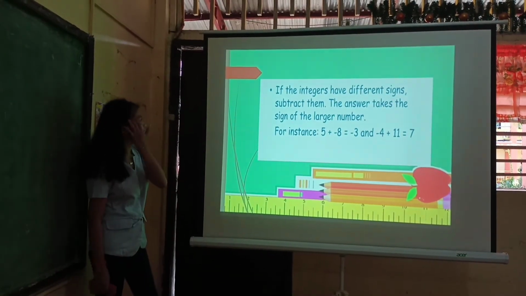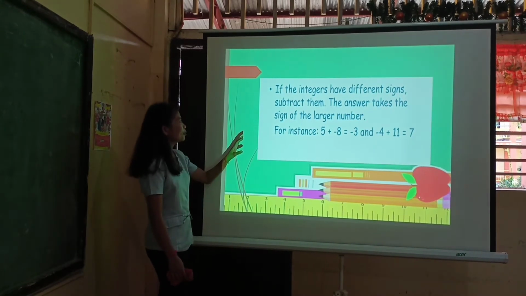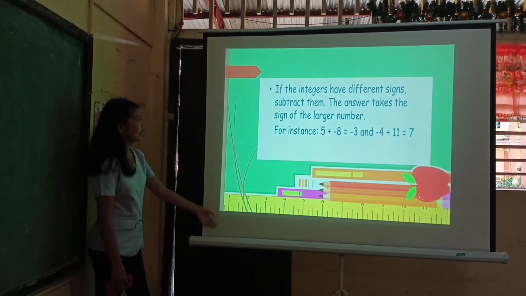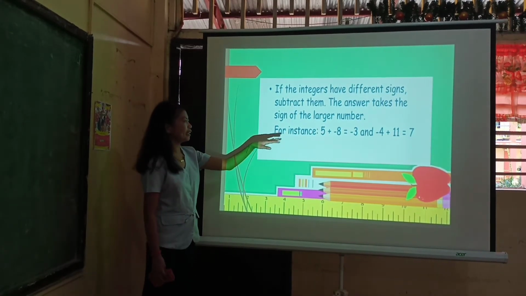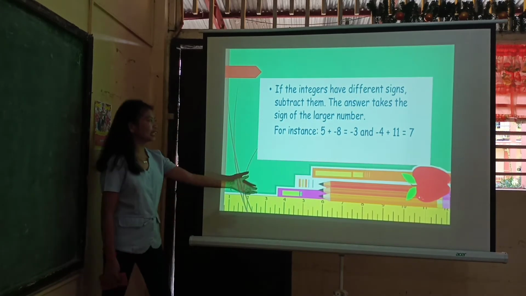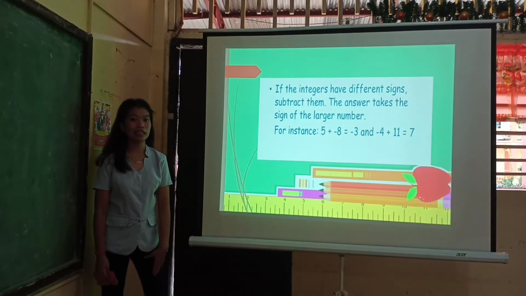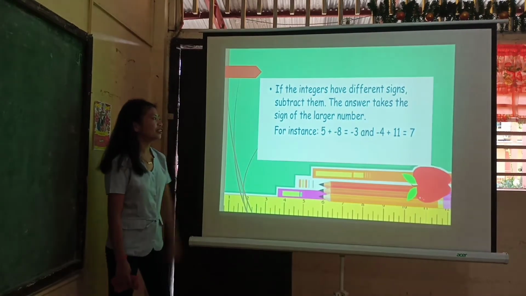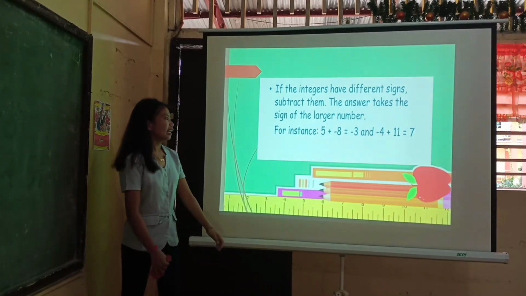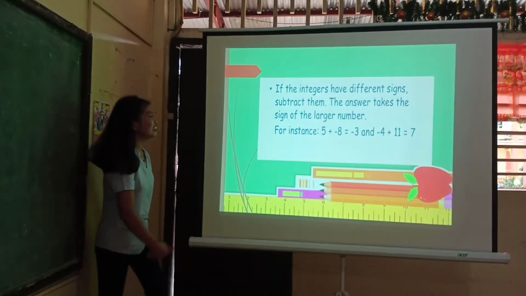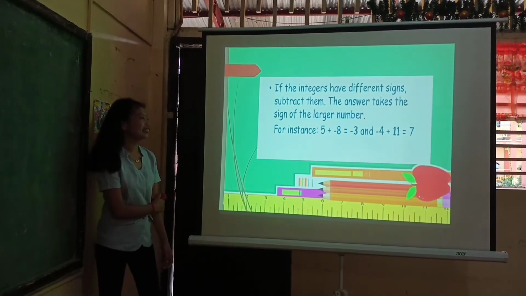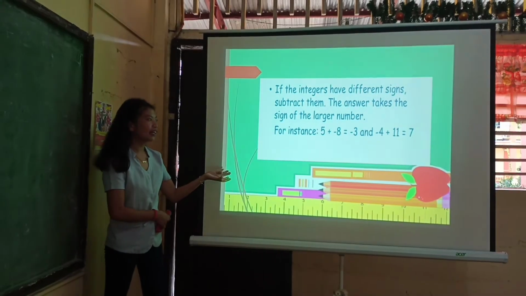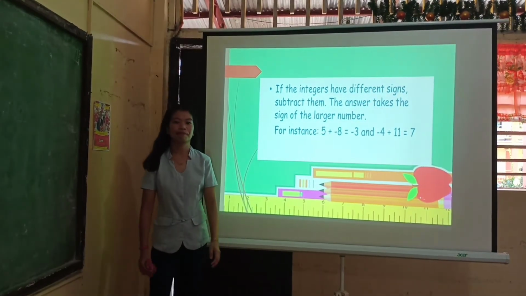So, if the integers have different signs, subtract them. The answer takes the sign of the larger number. So, for example, 5 plus negative 8 is equal to negative 3. Kasi, mas mataas yung value ng negative 8 sa value ng 5. So, ikakopy mo yung sign na mas mataas yung value, and then, isa-subtract mo sila. And also, negative 4 plus 11 is equal to 7. Kasi, mas mataas yung 11 kesa sa negative 4, kaya magiging positive 7.